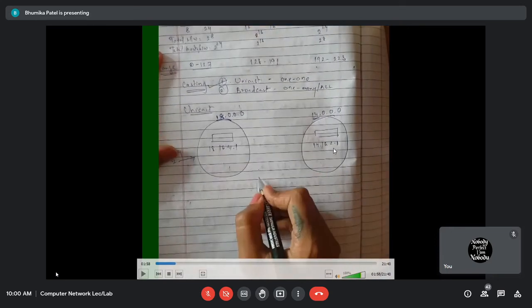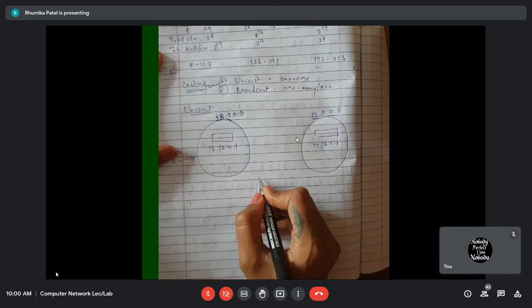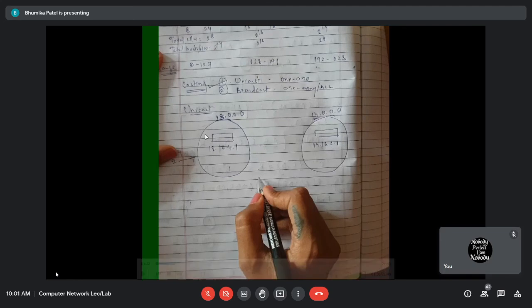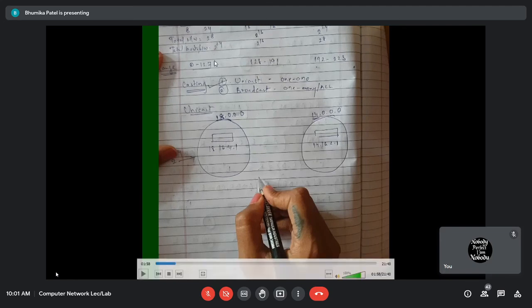It wants to send a message to this particular device in this network, which has the IP address 14.16.2.1. It also belongs to class A. It is not always the case that if the sender is class A, then the receiver is class A. The receiver may be class B or class C, and similarly the sender can be of any class, class A, B, or C. I'm just taking an example.